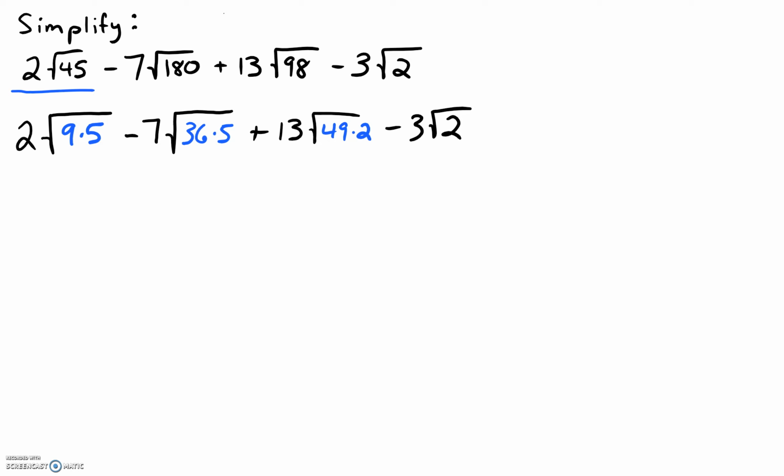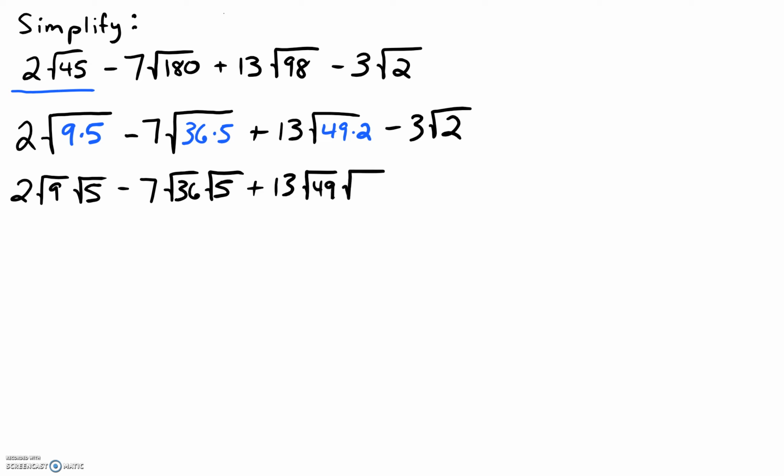So now let's rewrite this problem using a property of radicals to where we can take multiplication under one radical and break it into multiplication between 2 radicals. So let's write this as 2 square roots of 9 multiplied by square root of 5, minus 7 square root of 36 multiplied by the square root of 5, plus 13 square root of 49 times the square root of 2, minus 3 square roots of 2. And so now the next step is going to be to simplify the square roots that have perfect squares underneath them. In other words, they turn into nice clean numbers.